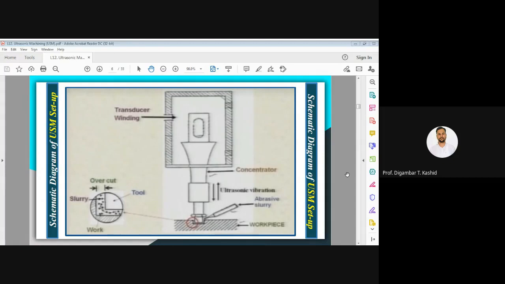Actually, this is a schematic diagram of the setup of ultrasonic machining. After this, we'll start with the elements one by one. We'll see the function of every element: how you will get the waves, then how it is going to convert into mechanical vibrations having ultrasonic frequency, then the role or purpose of the concentrator, then abrasives.